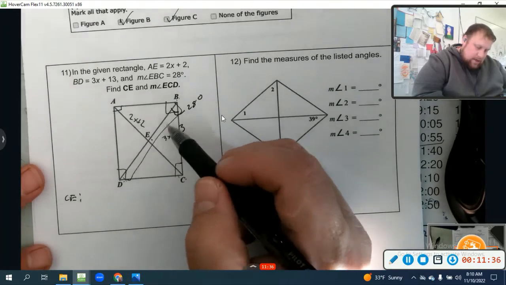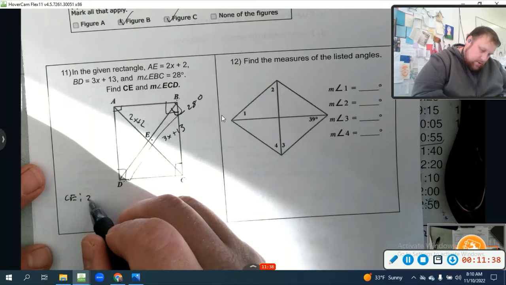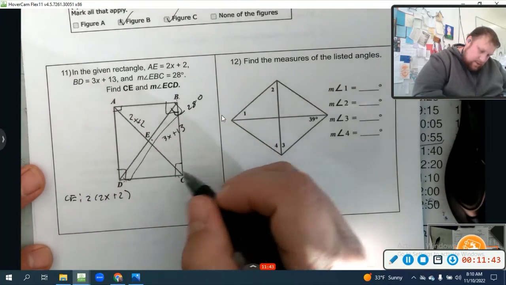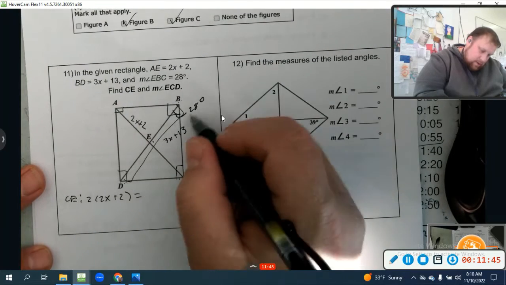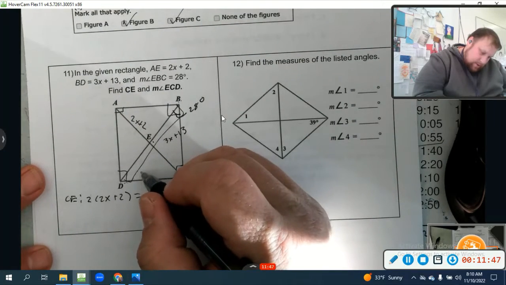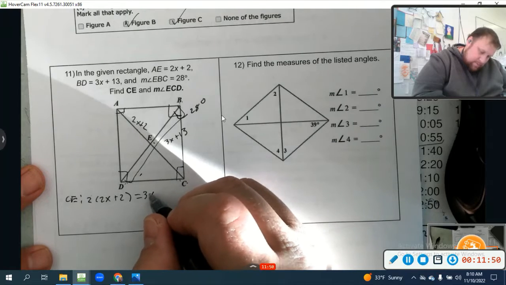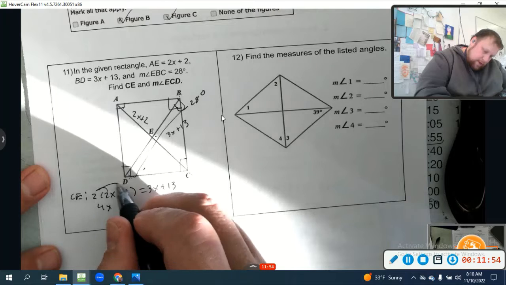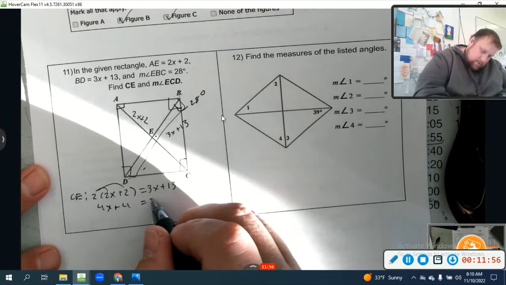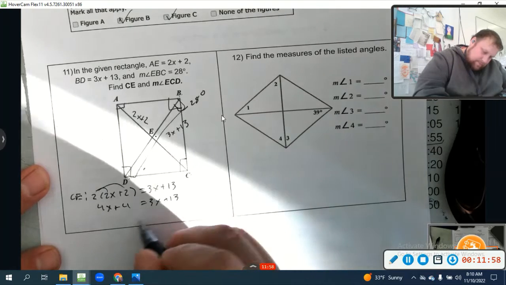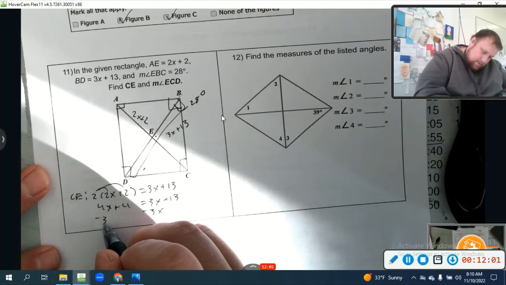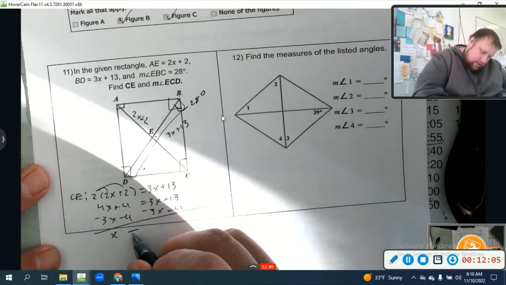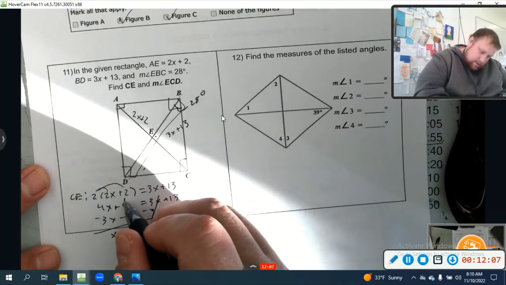So I know that 2 times 2x plus 2, so two of these, both of these sides, will equal the entirety of BD, which is 3x plus 13. So distribute: 4x plus 4 equals 3x plus 13. Minus 3x, minus 3x, minus 4, minus 4, and I get that x equals, boom, that's gone, that's gone. 13 minus 4 is 9.